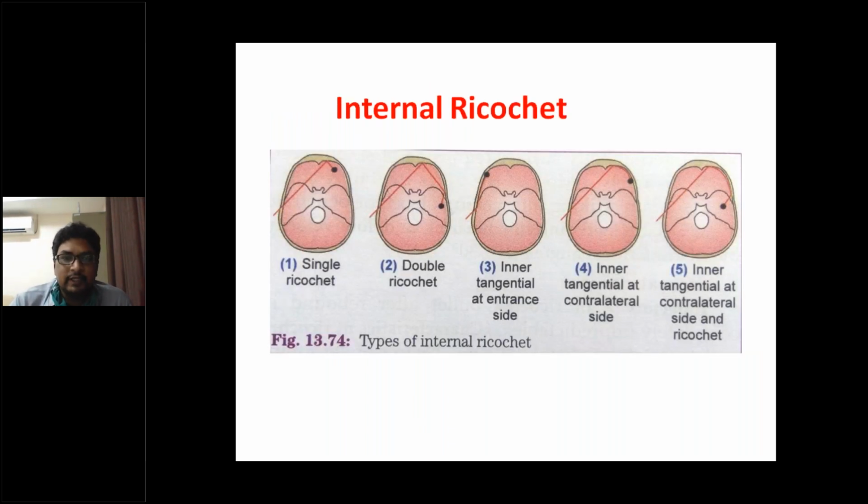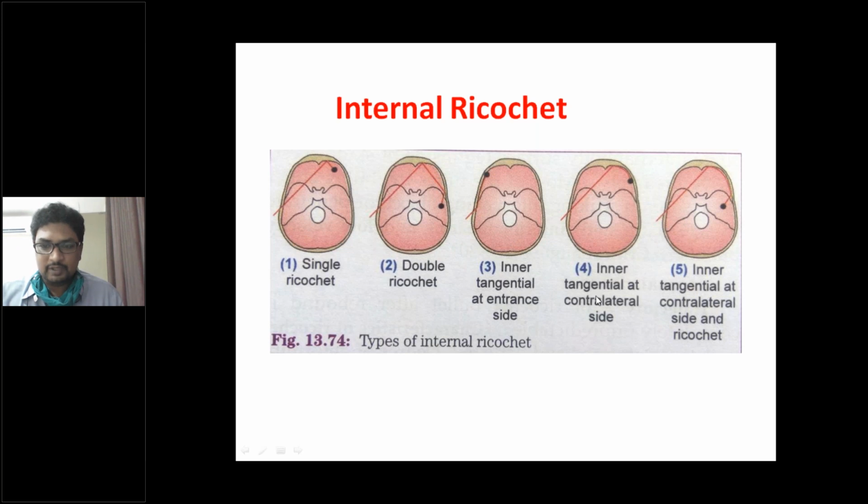So you can see this is internal ricochet. Here in number one there is a single ricochet. The bullet is traveling here and then it hits the inside of the bone. It has caused a change in the direction of the bullet. This is known as ricochet. And this is a double ricochet, where the direction of the bullet is changed two times by striking the inside of the bone part, the brain.